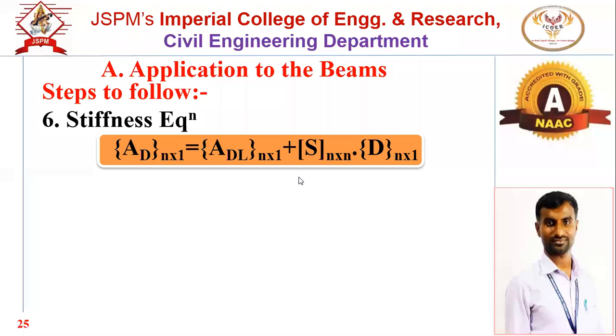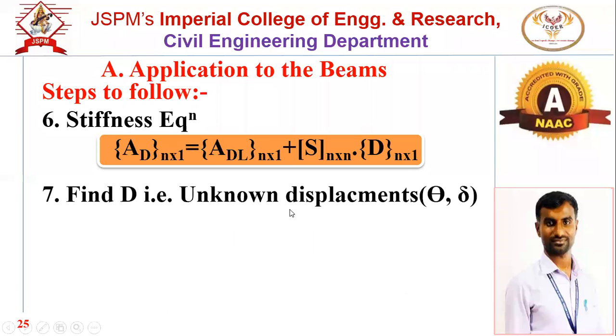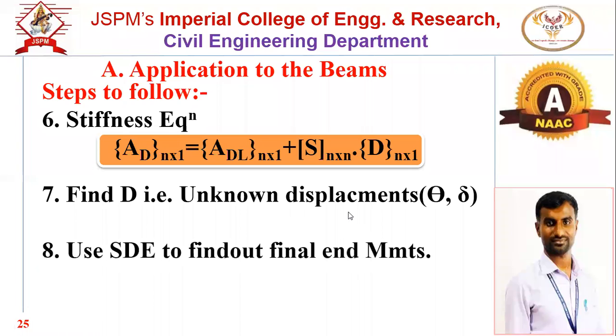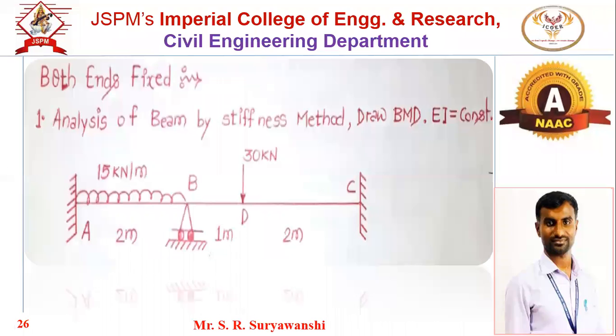So once you get that unknown displacement, then the next task is that we have to use the slope deflection equation to find out the final moment. Okay, once you get the final moment, then draw the SFD and BMD. So these are the steps that we have to follow. Now today we will discuss the numerical.